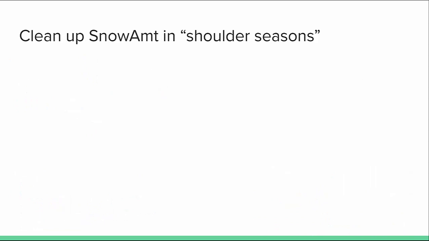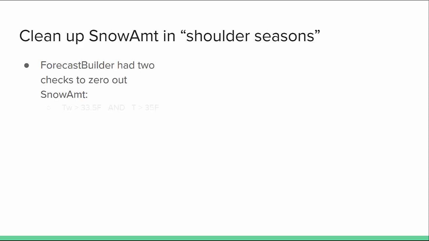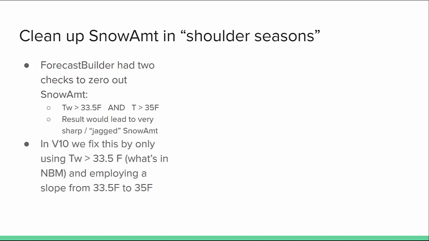Regarding the snow amount in shoulder season, ForecastBuilder has had two checks to zero out the snow amount. They have been the surface wet bulb greater than 33.5 and the temperature greater than 35. These checks together would result in sharp, jagged snow amount. We fixed this in version 10 by only using the wet bulb greater than 33.5. That makes it match what we have in the MBM, and employs a slope from 33.5 to 35.